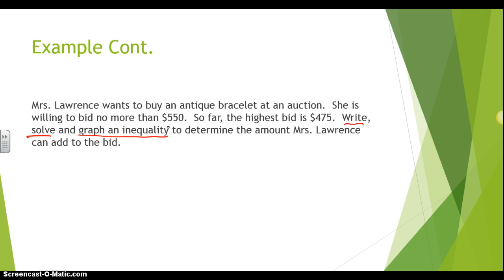So let's set this up. If she can bid no more than $550, that means she can bid $550 or less. And so far the highest bid was $475. So this was what they've had so far. This is what they can bid up to, no more than $550. So let's write an inequality based on this. So if they've already bid $475 plus a variable, we can call this X, is going to be less than or equal to the highest bid I can bid up to, which is $550.